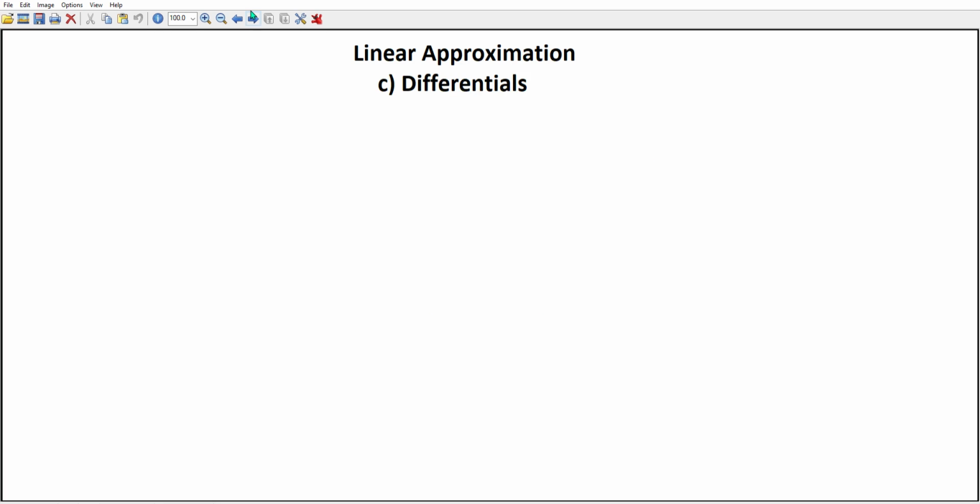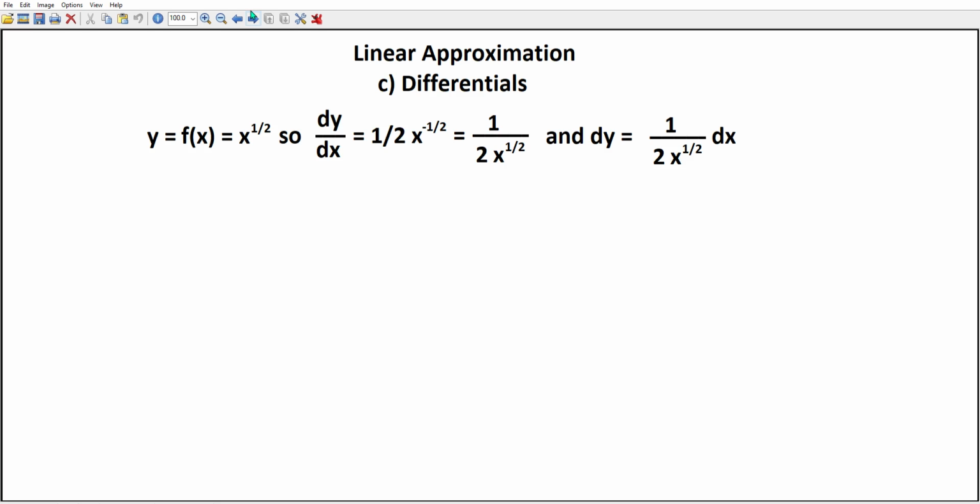Now we're going to do differentials, which in the beginning will look somewhat different. So our function y is x to the 1/2, so dy dx is 1/2 x to the minus 1/2, which is 1 over 2 x to the 1/2. And thus dy is 1 over 2 x to the 1/2 dx.